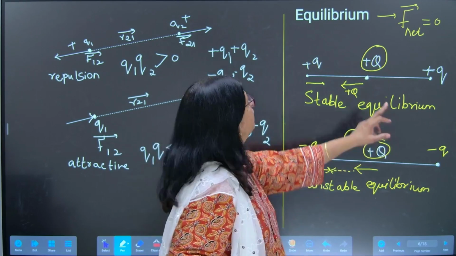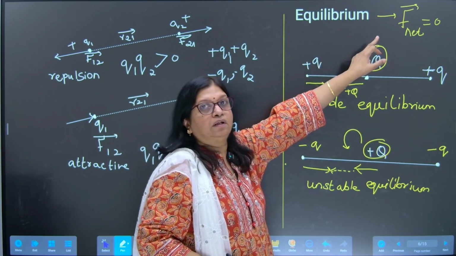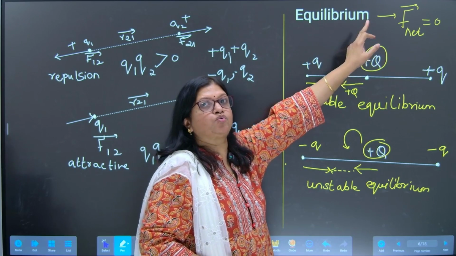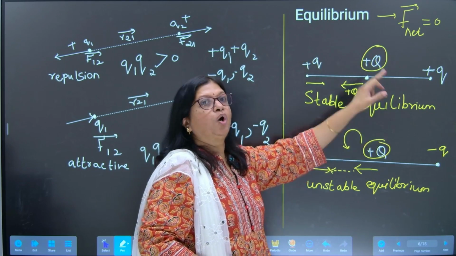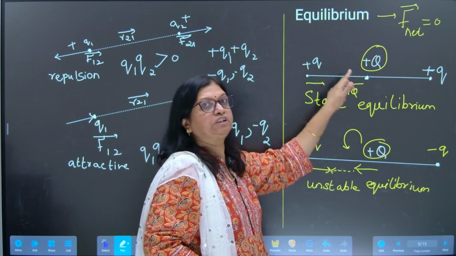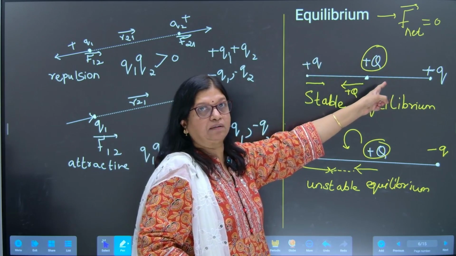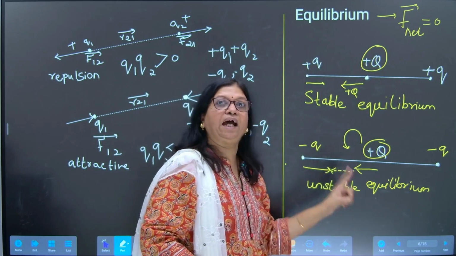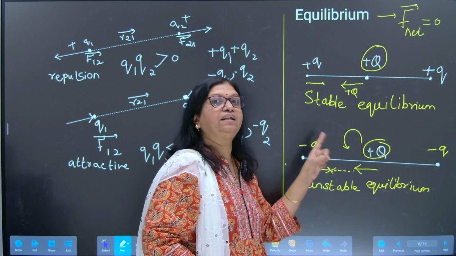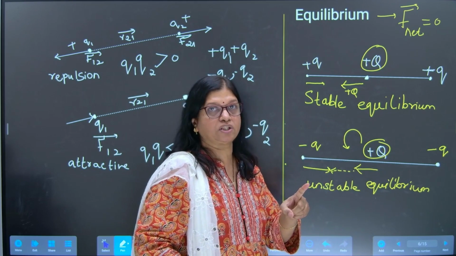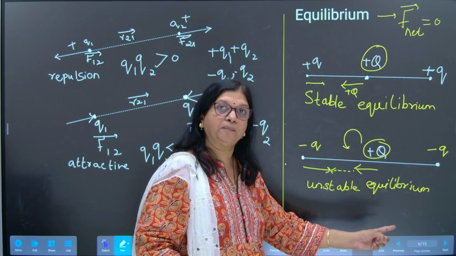So, if at all a body is in equilibrium, the net force is equal to 0. It can be in stable equilibrium only if, when its position is changed and it is left there, it comes back to the original position. The system is said to be in unstable equilibrium if I shift this position and it does not come back to its original position.